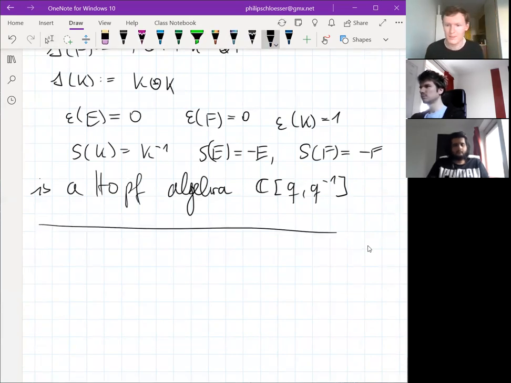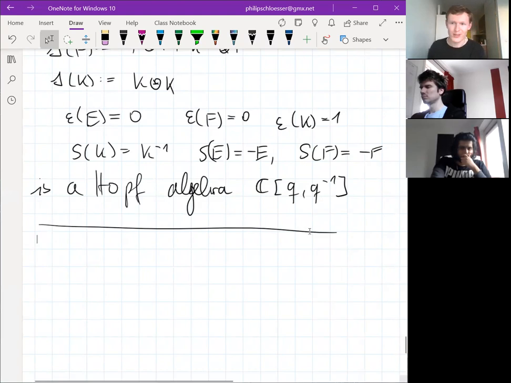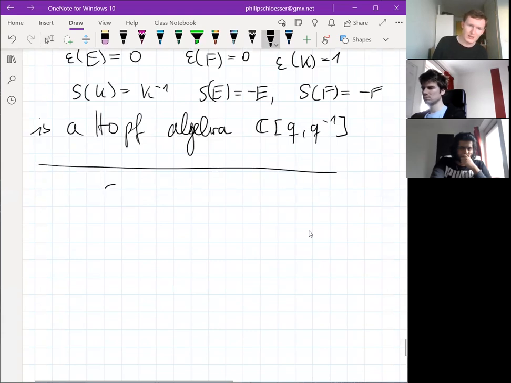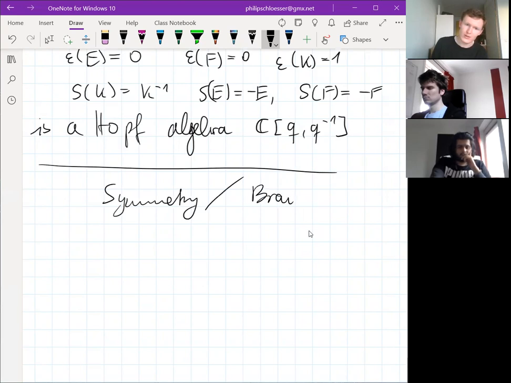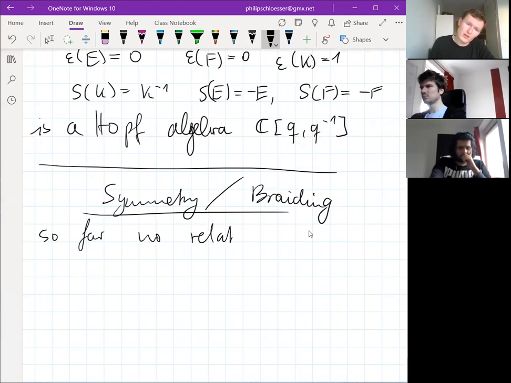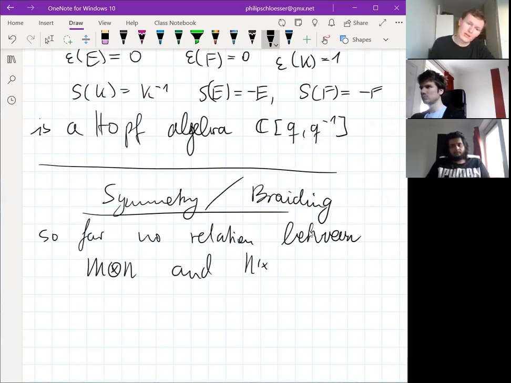In any case, last thing: symmetry or braiding, which I guess is the main reason why people talk about this. I've already mentioned this, but from what we've done so far, there is no apparent relation between M tensor N and N tensor M.